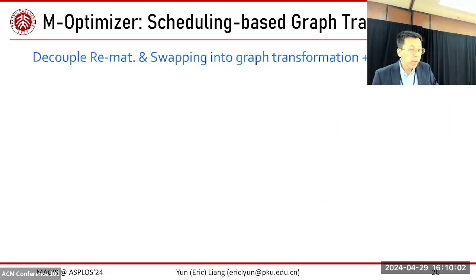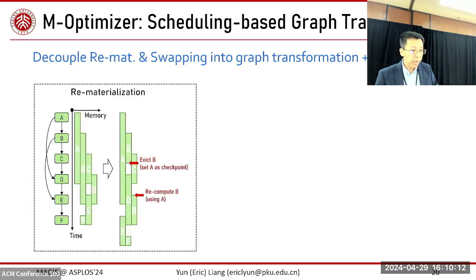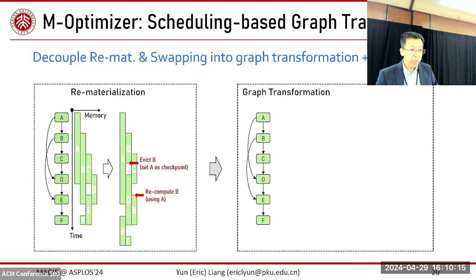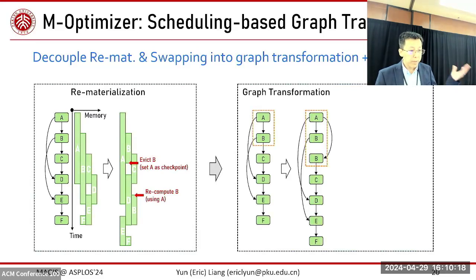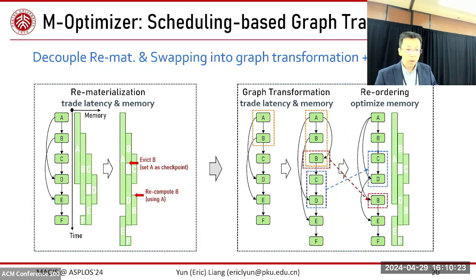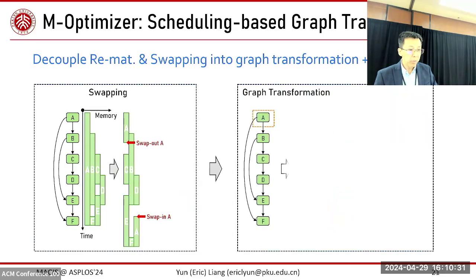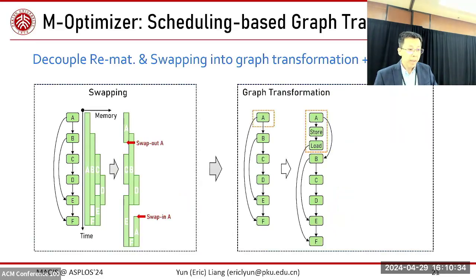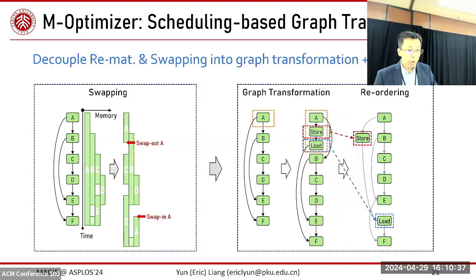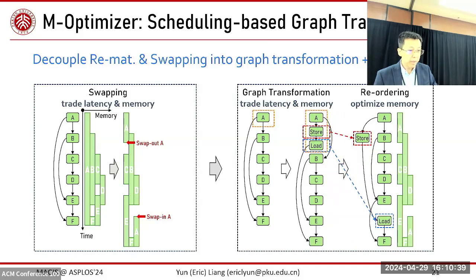We observe that graph scheduling, including rematerialization and swapping, can be decoupled into graph transformation and reordering. For example, rematerialization can be decoupled into a graph transformation that introduces a new computation for B, and also reordering B and E. This achieves the same result as rematerialization. Similarly for swapping, we can do a graph transformation by introducing load and store, then do a reordering. This achieves the same effect as swapping.